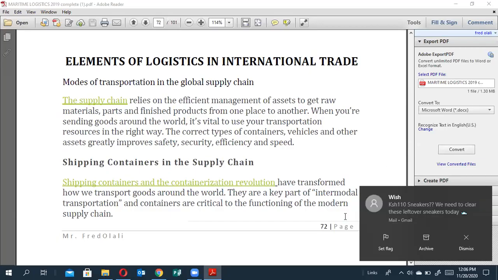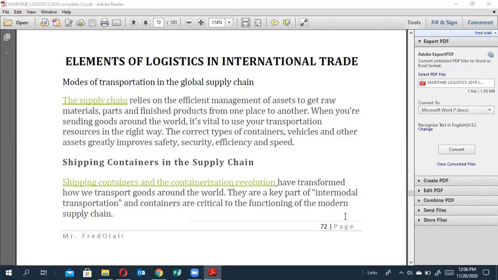Afternoon, guys. Once again, I want us today to learn about elements of logistics in international trade. What makes up logistics when you refer to international trade? So there are various modes of transportation in the global chain, and we may first start by understanding the supply chain.